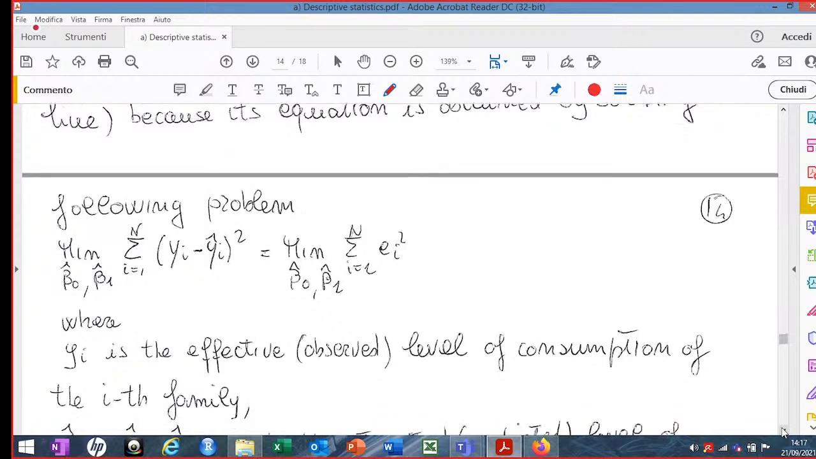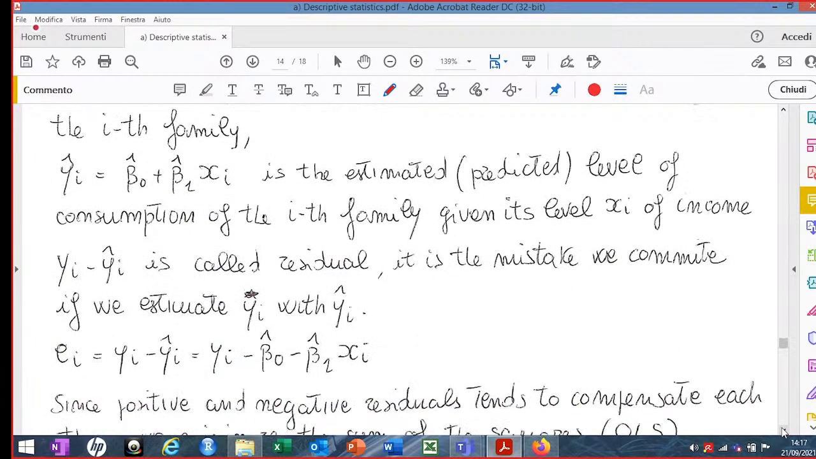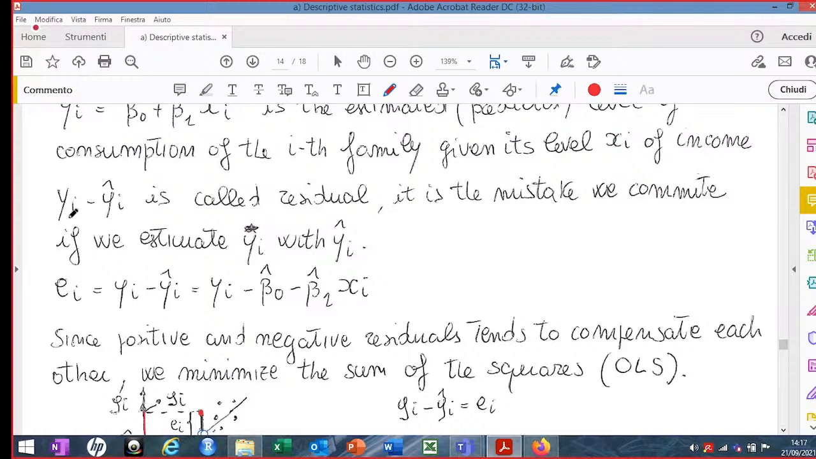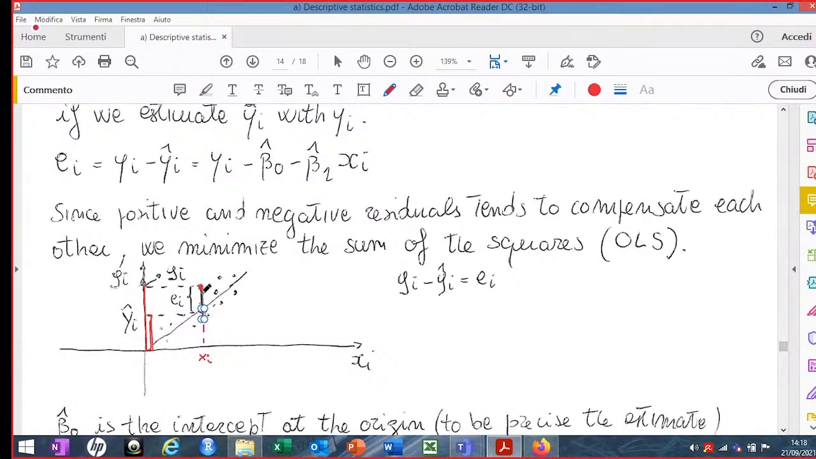Yes, I use the same notation, so let me show. yi is the effective consumption of the ith family, minus the predicted consumption, or in general for a family having the same income as the ith family, ŷi. The difference between the effective consumption and the predicted is called the residual, which is the mistake we commit if we estimate yi with ŷi. So ei, the residual, is simply yi minus ŷi, and it is this vertical distance.